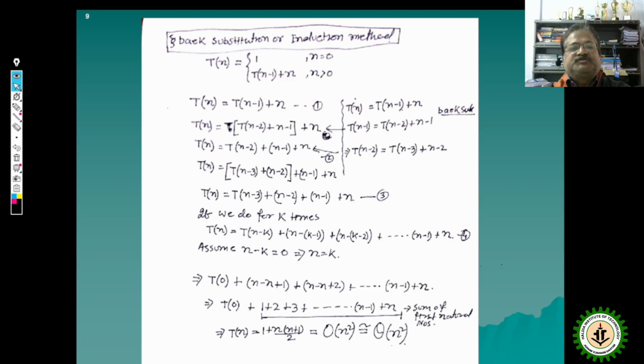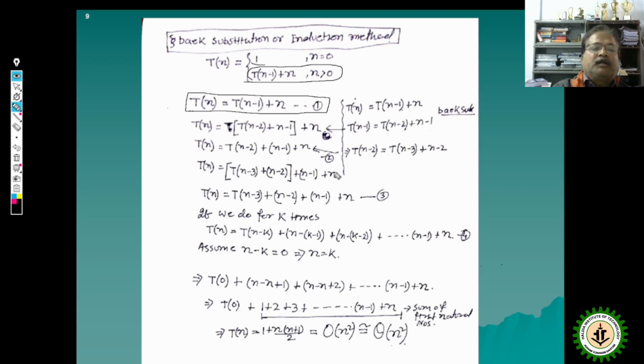Now, back substitution, or induction method, or back propagation. I have taken the same example: Tn equals Tn minus 1 plus n, when n is greater than or equal to 1. I have taken Tn to start with. Now what do I have in my hand? On the right-hand side, I have Tn minus 1 plus n.